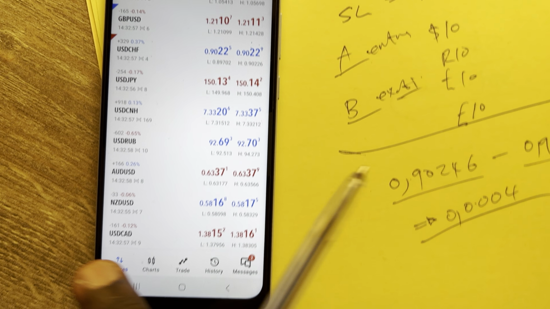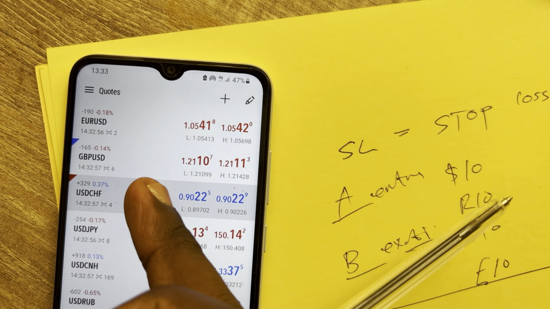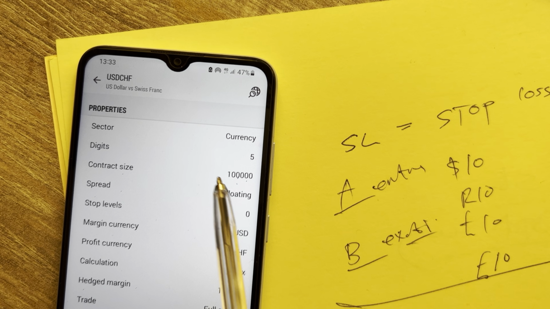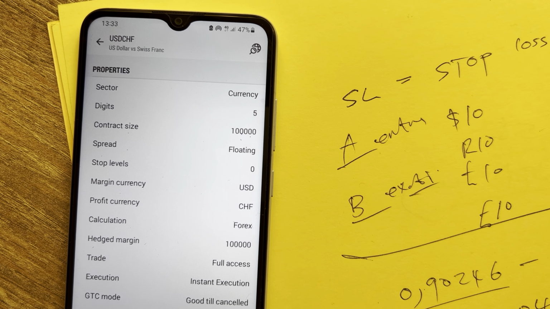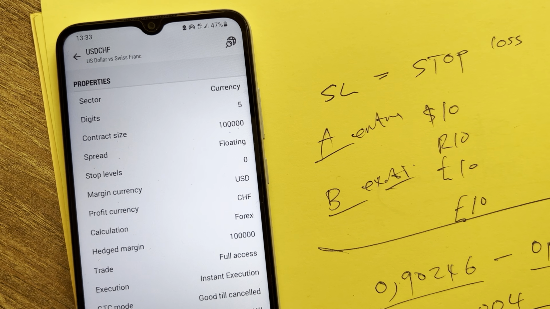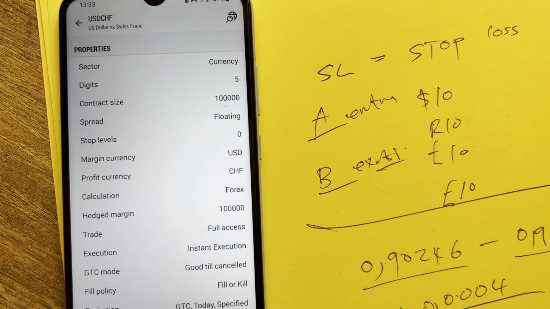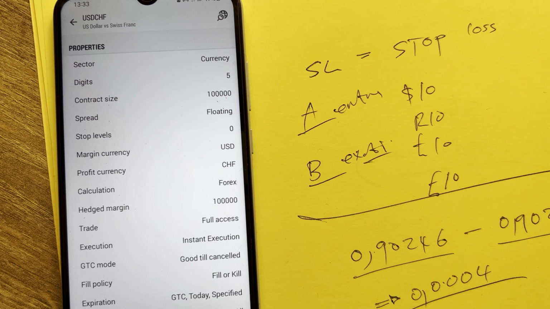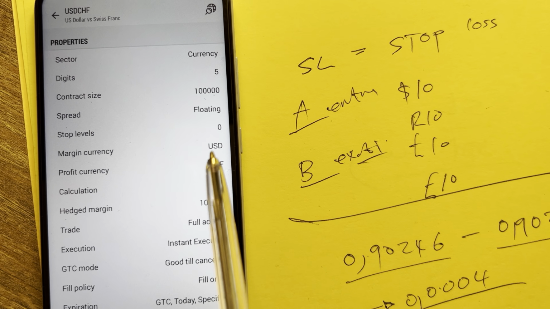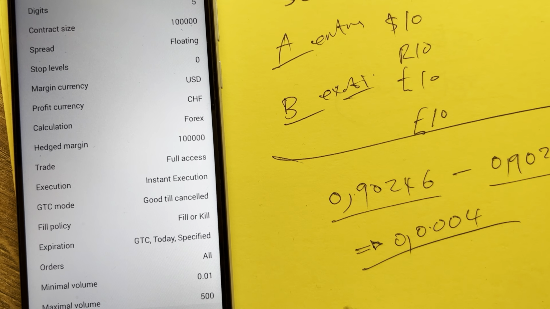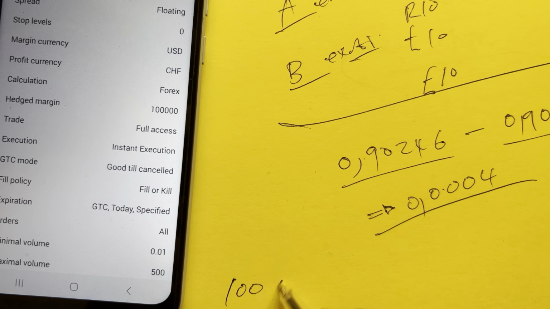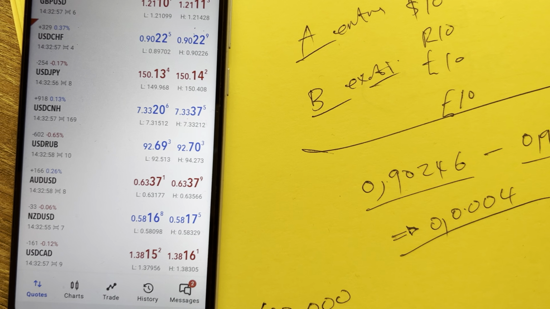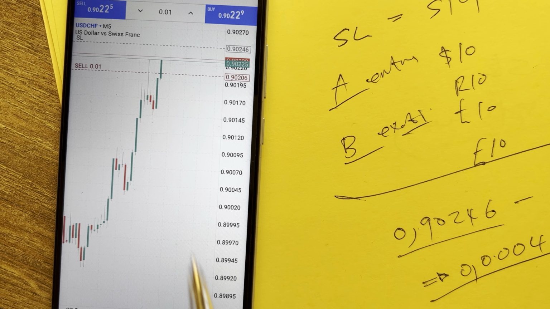So we're gonna come to the chart here, and then we're gonna tap and hold, and then we're gonna come to properties. Under properties, what we're looking for is the contract size. For those who don't understand about contract size, there's a lesson on the Posa Forex Trader or Posa Trader on YouTube, so that you can understand and learn about the contract size. Right? Okay. Then we have the contract size of 100,000, not 1,000, sorry, 100,000.